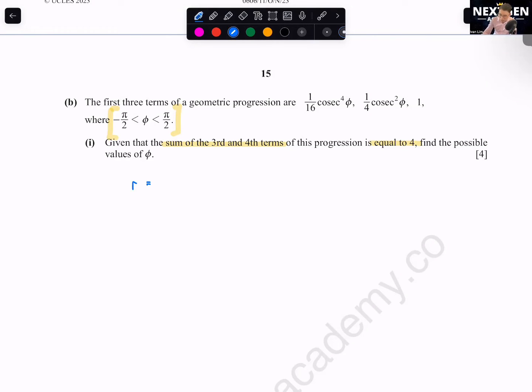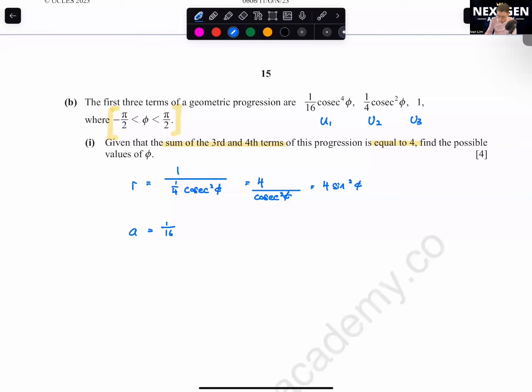So what I will do, I will take the third term. This is term 1, term 2, term 3. You see term 3 is very easy already. Term 3 is 1 already, so let's just use 1, don't make our life hard. So 1 over cosec square 1 over 4, so this will be 4 over cosecant square 5. Cosecant square is 1 over sine square, so here will be 4 sine square 5. A is 1 over 6 cosec power 4 5.